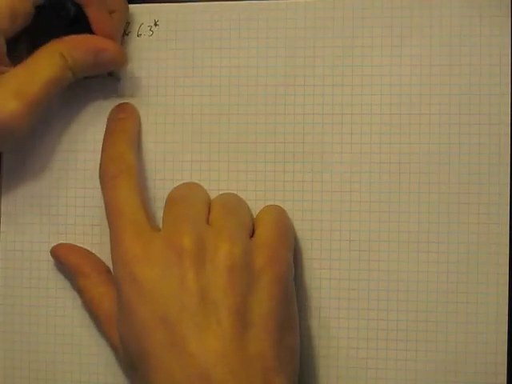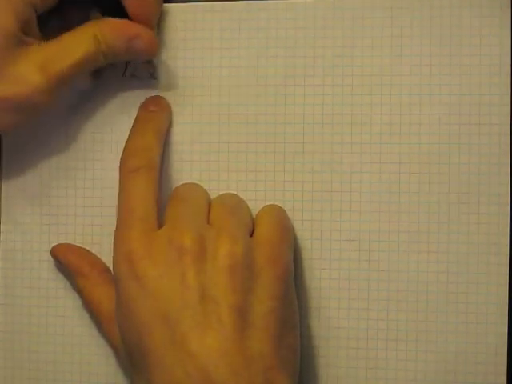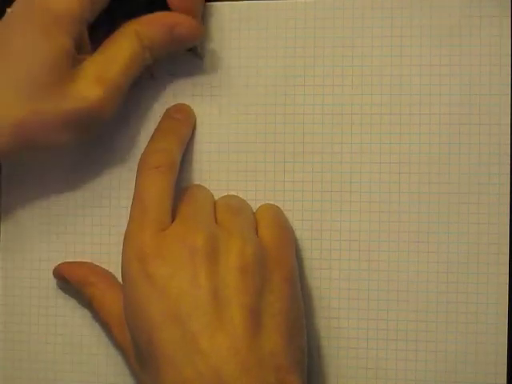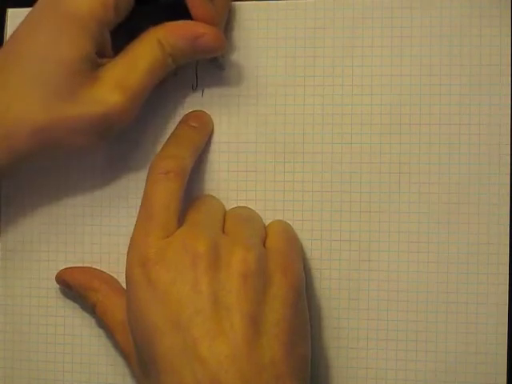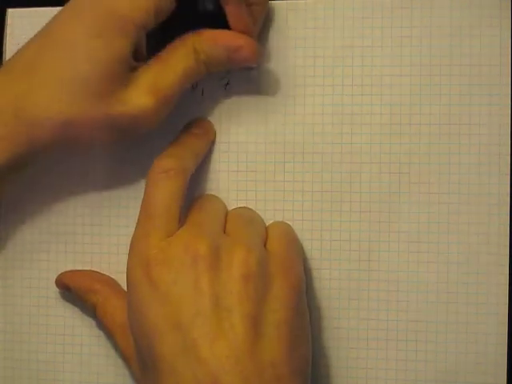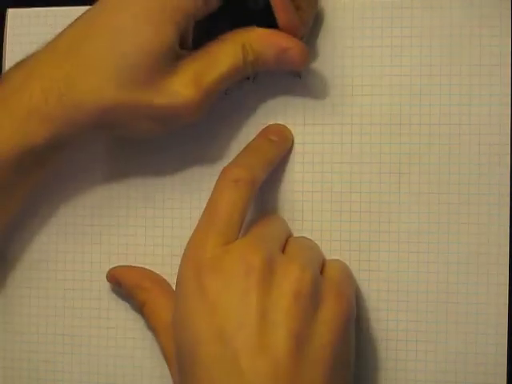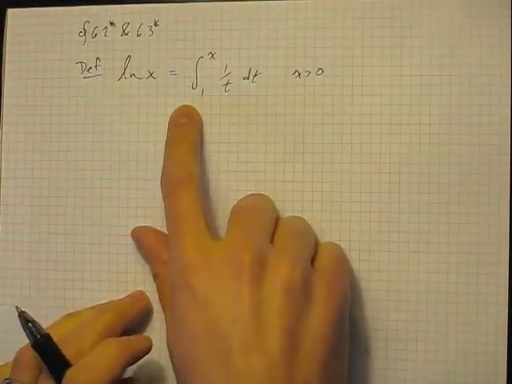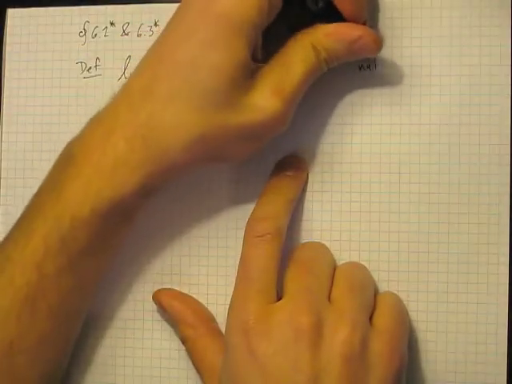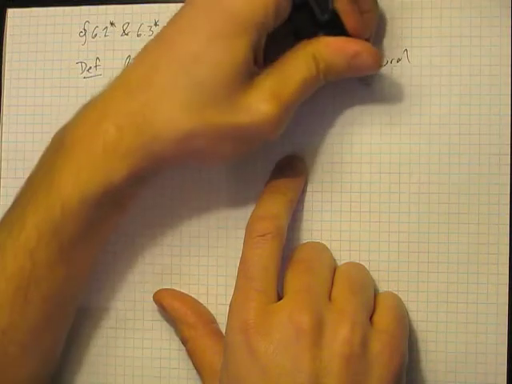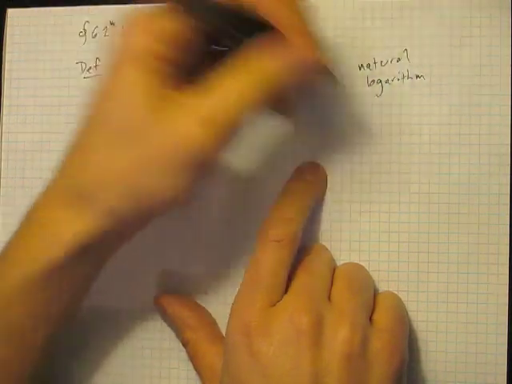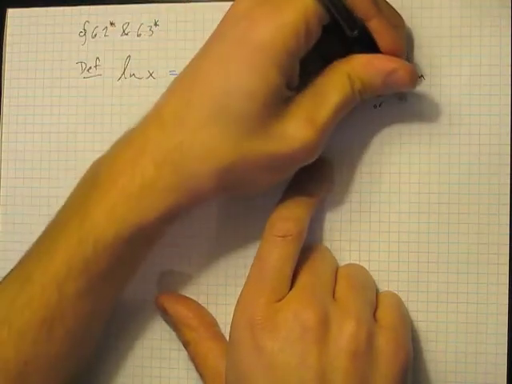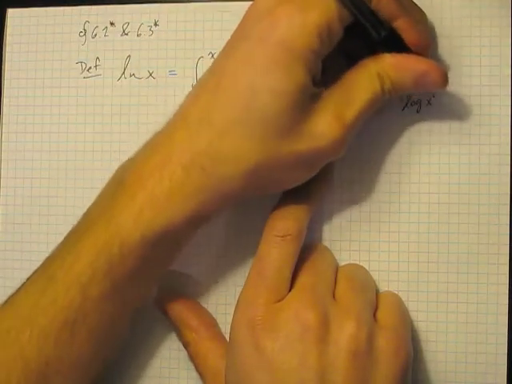The definition is the natural logarithm. Okay, so this is defined by an integral, and it is the following integral. So this function, this is the natural logarithm, or we usually just say log x, okay?